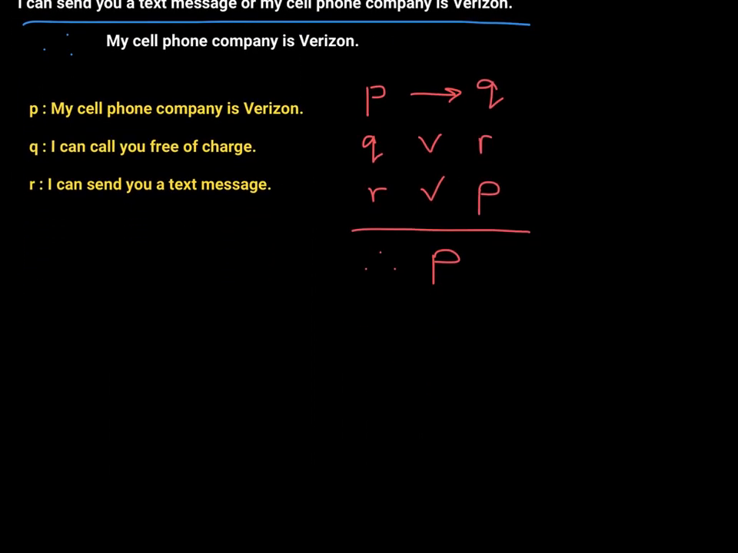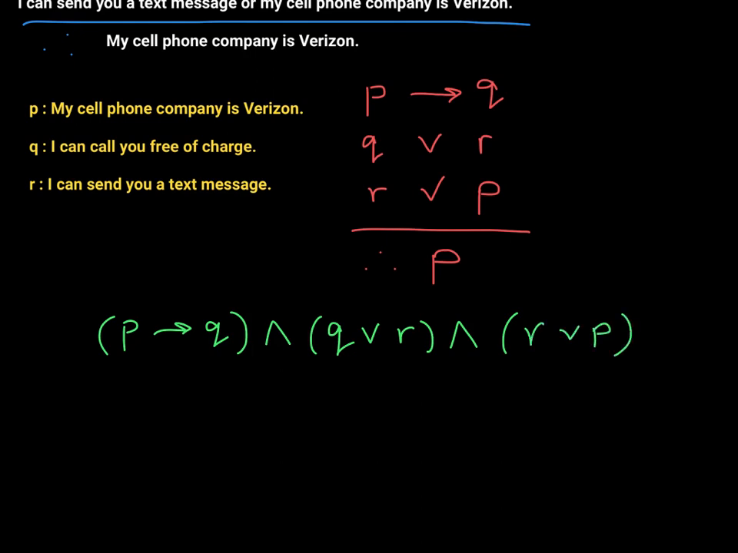Really what I have then is if P, then Q. All right, so that happens. And what happens next is Q or R. Q or R. And what I have is R or P. Now, if all of that happens, then I can conclude P. I can barely fit that in there. So this is the truth table that we want to construct. Pretty crazy, right? Let's do it.